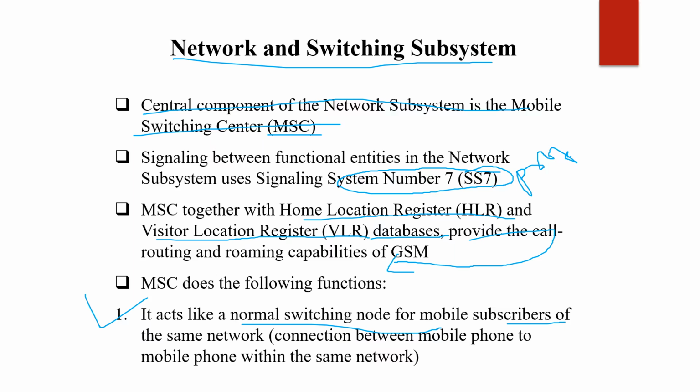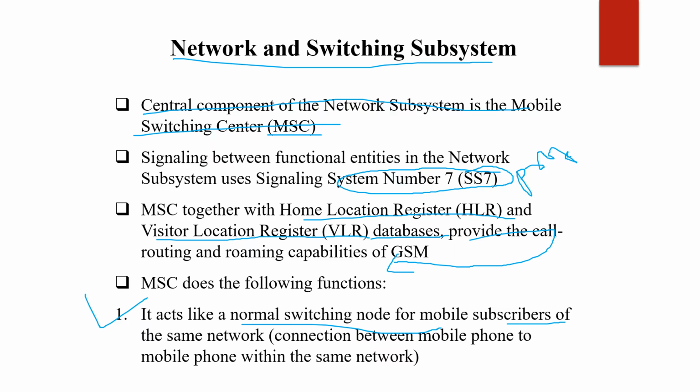Network and switching subsystem. NSS is responsible for providing the signaling functionality between the networks, between a number of networks. So it uses Signaling System Number 7, that is, protocols used for your signaling transmission. Again, the home location register and VLR are databases which provide the routing and roaming capabilities of GSM. MSC does the following functions.